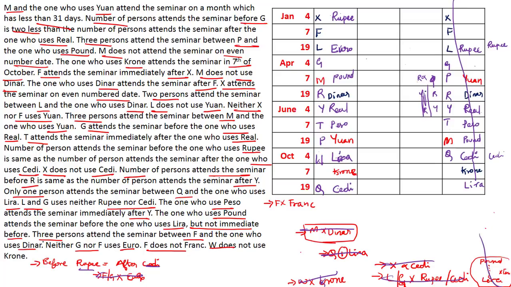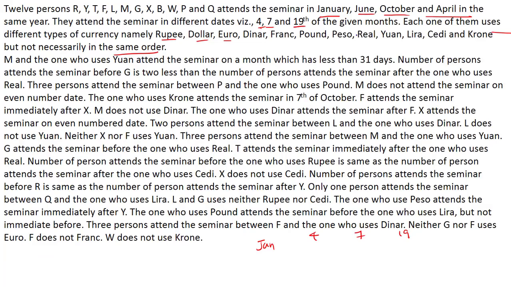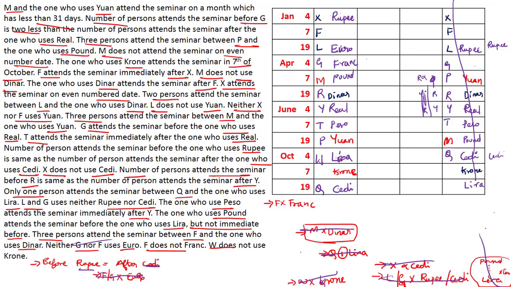So now before G, after rupee, this is also done. F does not use franc. If F does not use franc, so franc would be used by G. So G would be using franc here. Now only one currency is left out, only one person is left out. Which is that person? I think B is not done, and dollar is not done. So therefore dollar has to be placed for F, and in the same manner, B has to be placed for krone. I hope you got it.